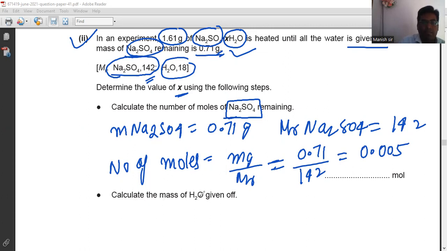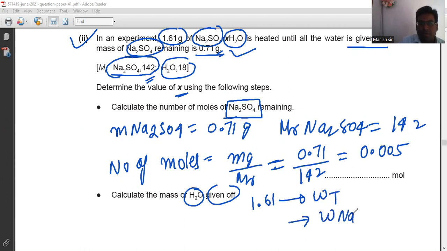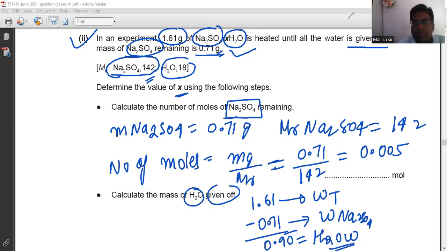Next is calculate the mass of water given off, right? So the total weight of hydrated sodium sulfate is 1.61. This is the total weight, in which the weight of Na2SO4 is how much? 0.71. So subtract this one, and you will get the weight of the water. So it will be 0.90. This is the weight of water. So write the answer up to this point.